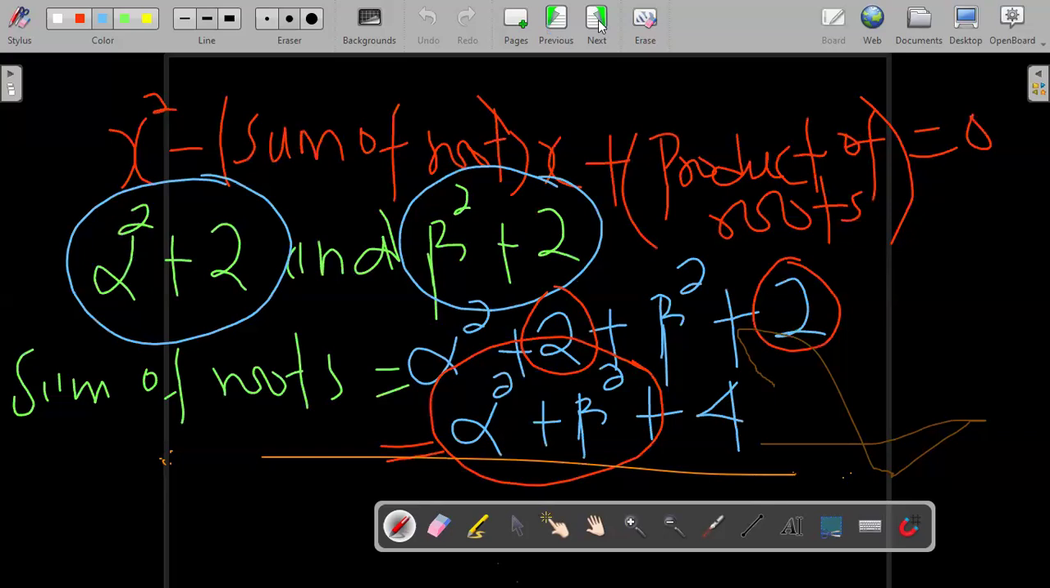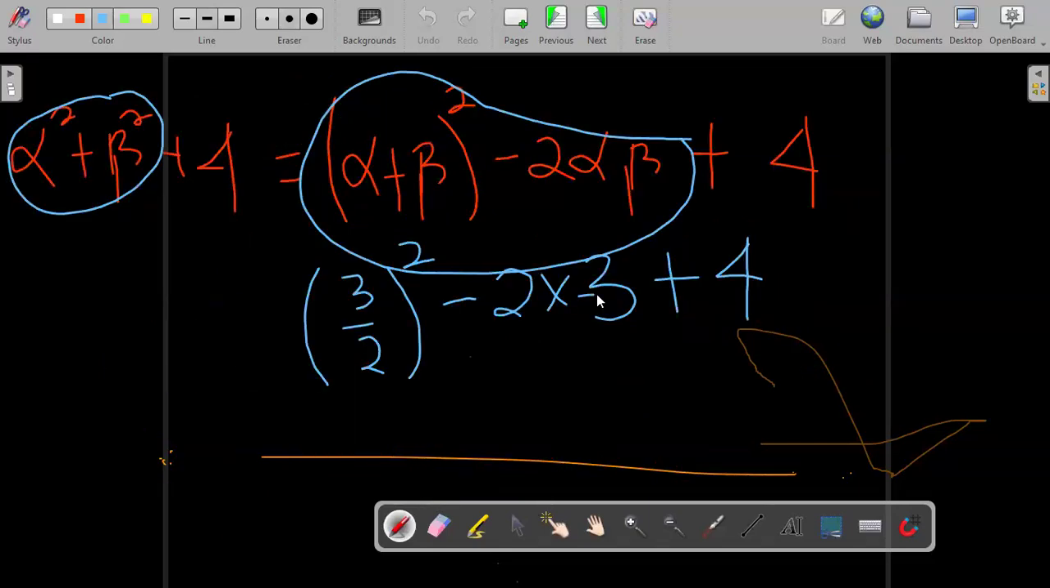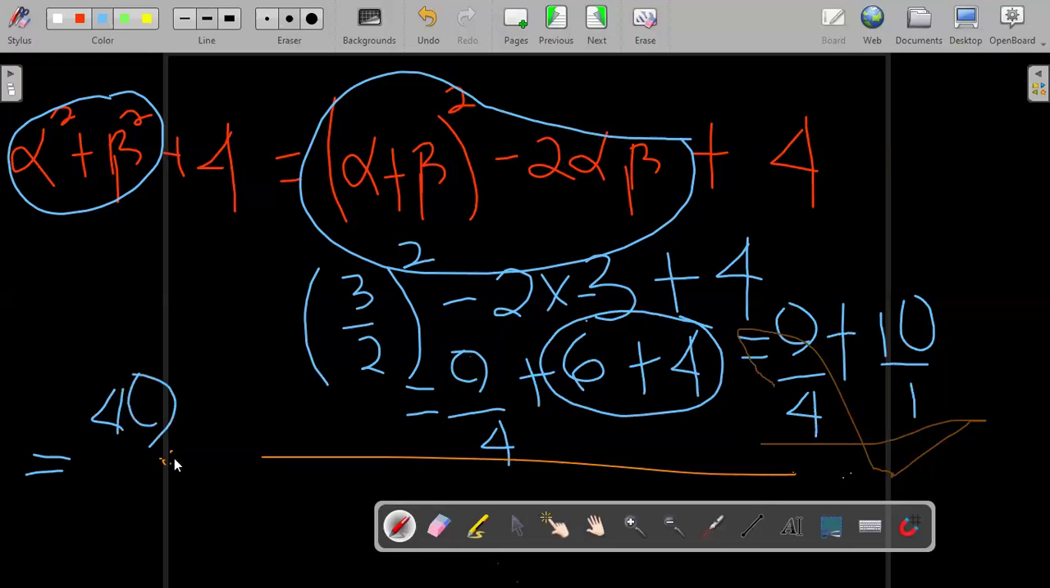Minus 3, I mean. Minus minus 3 plus 4. So here will give us 9/4, plus 6 plus 4. If I sum these two up, that will give me 10. I'm having 9/4 plus 10, so I can take the LCM, which is 4. At the end of the day, our sum of roots will give us 49 over 4. That is the sum of the roots.